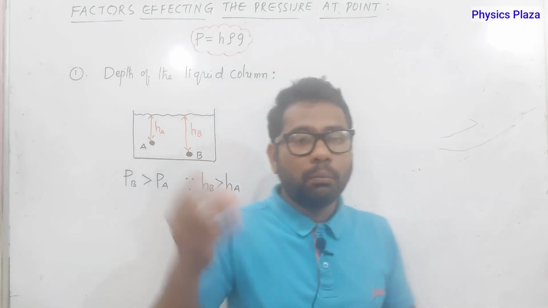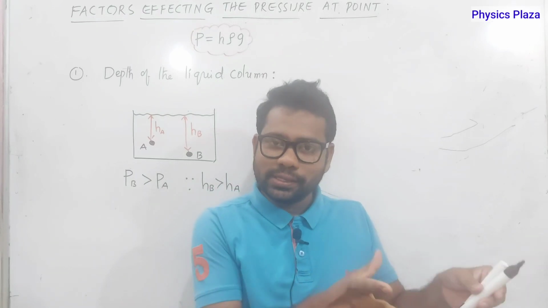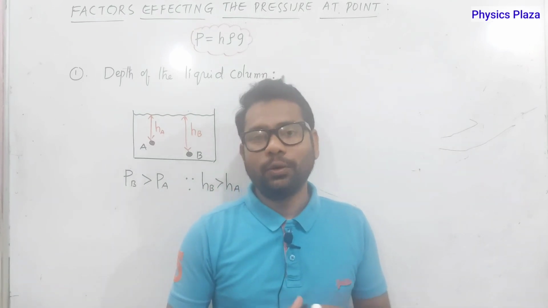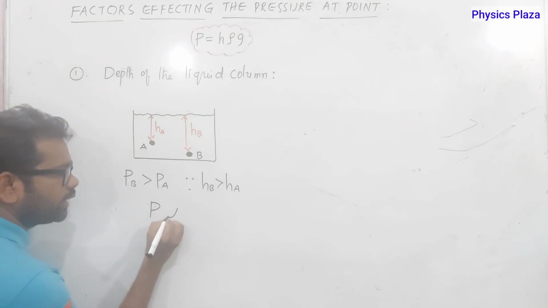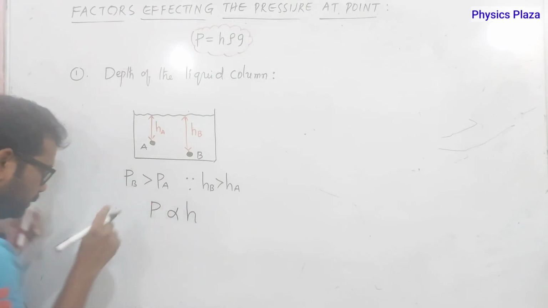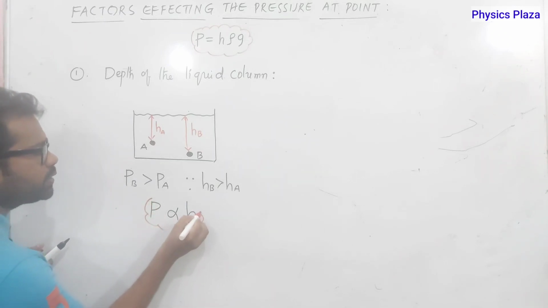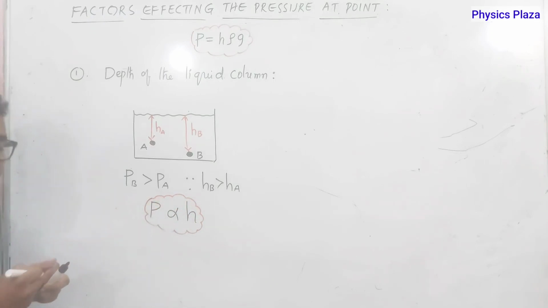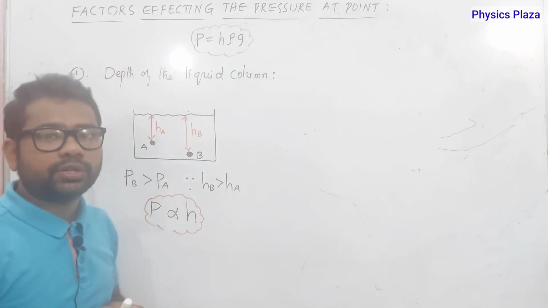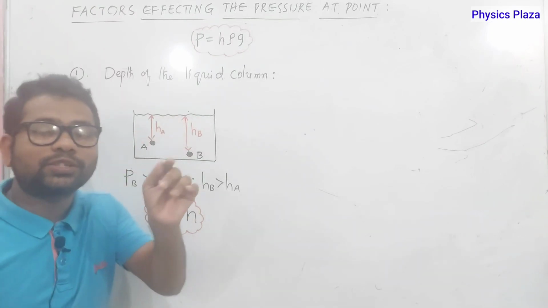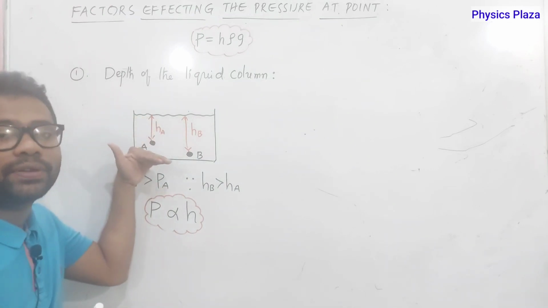I mean, the deeper you go, the more pressure is exerted. The less deep, the less pressure exerted. The pressure exerted by the liquid column is directly proportional to the depth of the liquid from its free surface. Children, don't misunderstand, it is not height actually. Depth, from where do we measure? From the free surface. Don't measure from the bottom, that is wrong.